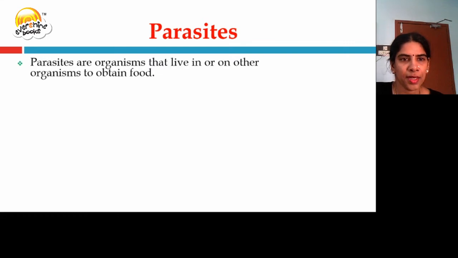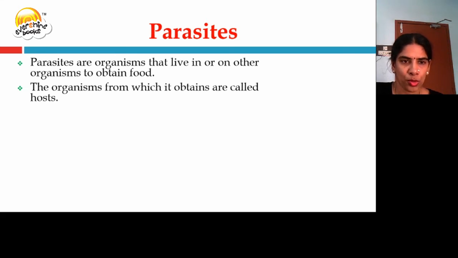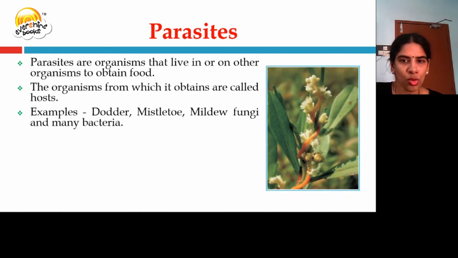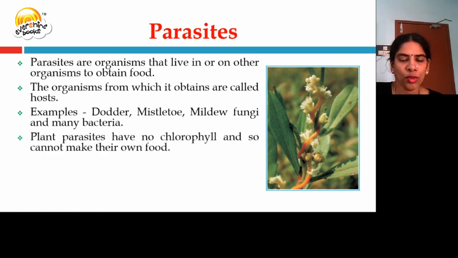What are parasites? Parasites are organisms that live in or on other organisms to obtain food. The organisms from which they obtain it are called hosts. For example, dodder, mistletoe, mildew fungi and many bacteria. Plant parasites have no chlorophyll and so they cannot make their own food. As discussed earlier, photosynthesis takes place only in plants having chlorophyll.